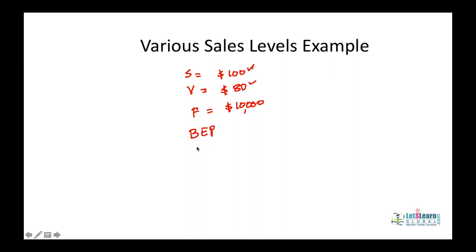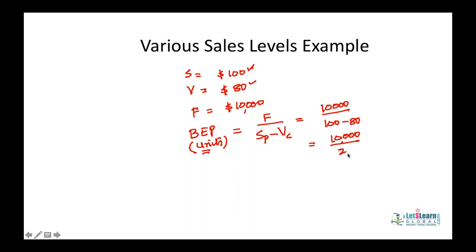Now, break-even point in units, how many units are to be sold to be at break-even, equals, the formula is fixed cost divided by selling price per unit minus variable cost per unit. The answer is going to be in units, that is how many units are going to be sold. So fixed cost $10,000 over $100 minus $80, $10,000 over $20 is going to give you 500 units. What does it mean? If you sell 500 units, there will be no profit, no loss. This is called break-even quantity. Break-even quantity means the quantity at which the firm neither enjoys profit nor incurs losses.